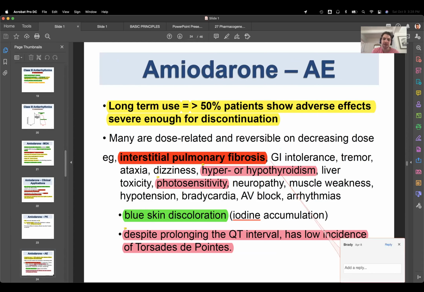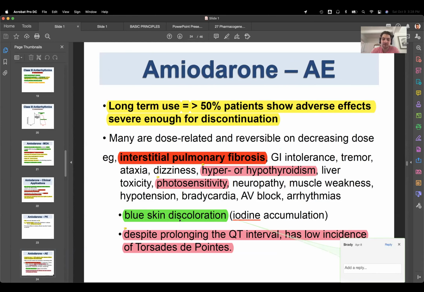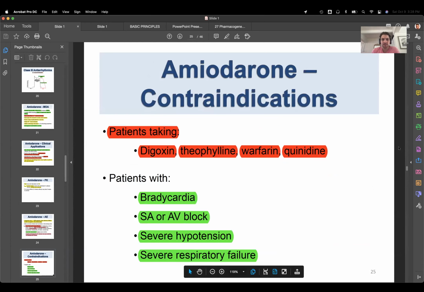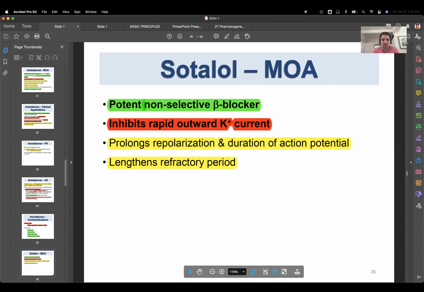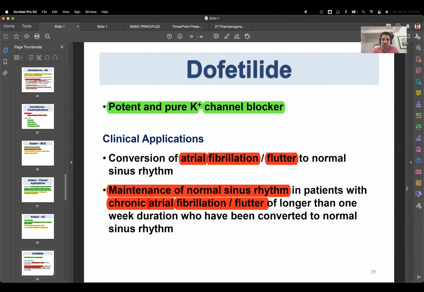Here are some of the side effects. Pulmonary fibrosis, that's a problem. It could cause hyper or hypothyroidism, photosensitivity. Another big buzzword, blue skin discoloration. And of course, it could cause torsades de pointes. Sotalol falls into the same category as that class 3, and dofetilide too. Let's use it primarily for atrial issues.